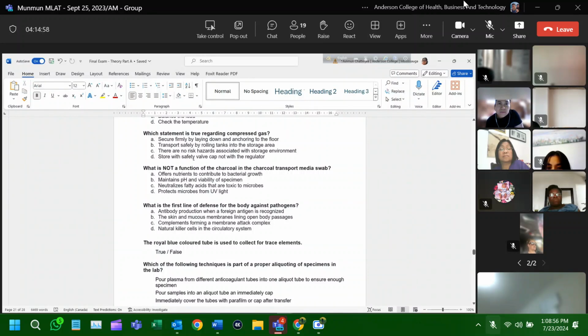So the regulator should be off and the safety valve should be on. That's letter D, store with the safety valve cap, not with the regulator, because if you have the regulator, anybody can turn it on and off. So you have to close it with the safety valve; that means it's ready to be used. Compressed gas cylinders are always kept vertical. Yes, I remember that. You can see the oxygen cylinders and everything in the hospital or anywhere; they keep them standing vertical.